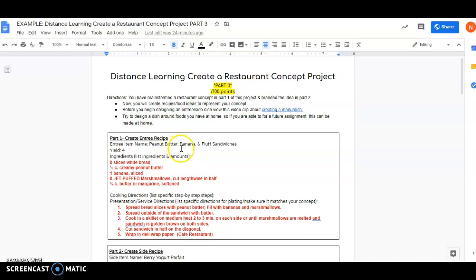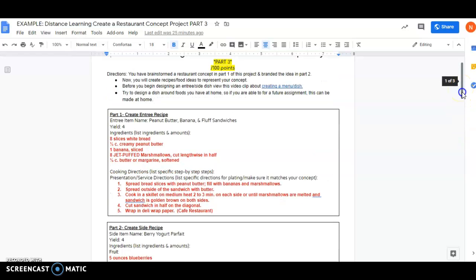For a peanut butter, banana, and fluff sandwich, I did look up this recipe. I could type this off the top of my head, but I looked up a recipe because it was easy. And the recipe I found only yields 1, so I had to change it so my ingredient amounts reflected that. I'm going to make 4 sandwiches, so obviously I need 8 slices of bread, and I specify the amount of peanut butter, banana, marshmallows, butter, etc. And then I have just basic instructions on how I would complete this sandwich.